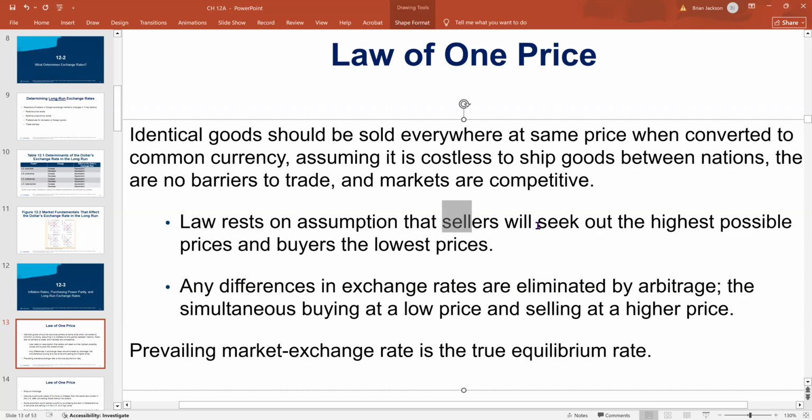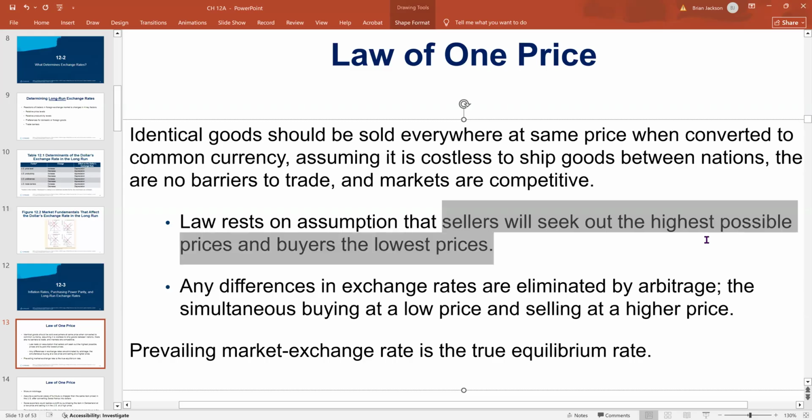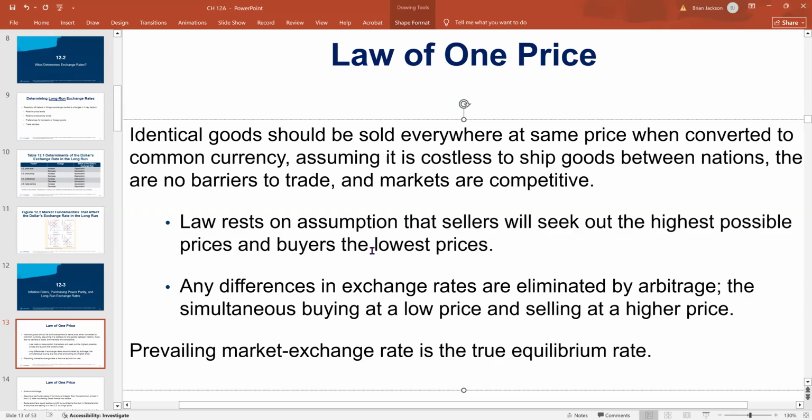Because sellers will always seek out the highest possible prices and buyers the lowest possible prices. So if there is an arbitrage opportunity, it will quickly disappear, because the buyers seeking out lower prices will go buy beef where it's cheap and thus drive up the price, and they'll go sell it where the price is high and drive down the price in that country. So sellers drive down the price, buyers drive up the price. And if that happens, then arbitrage opportunities dissipate very quickly over time.